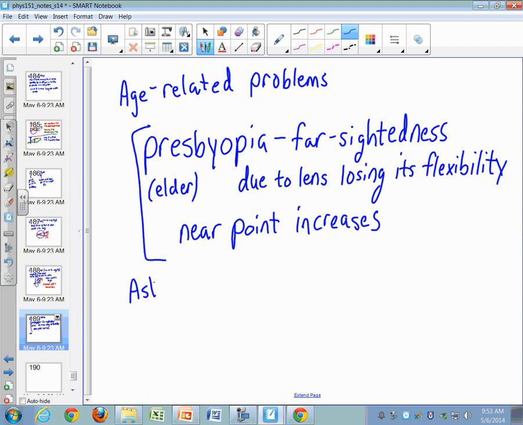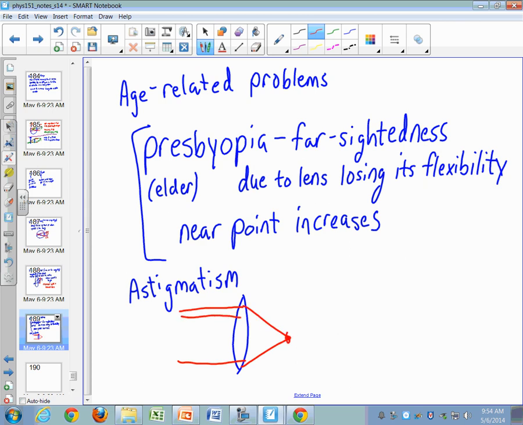And then finally, astigmatism. And this is different from all the others. This is the lens has different focal points through different lines of sight. So I would have a lens here, and you would get rays coming in one part of the lens, and they would focus there. And then you would get rays that come into another part of the lens, say here, and they focus off here, right?